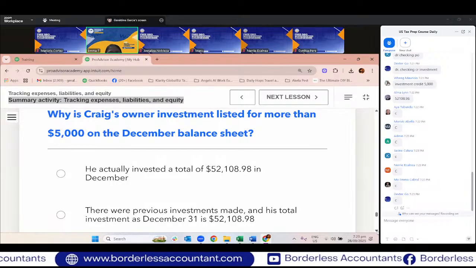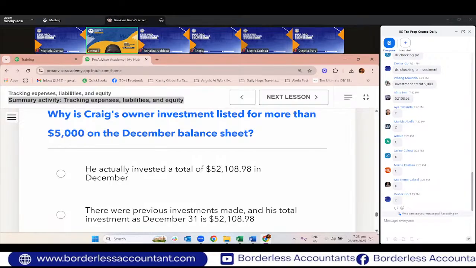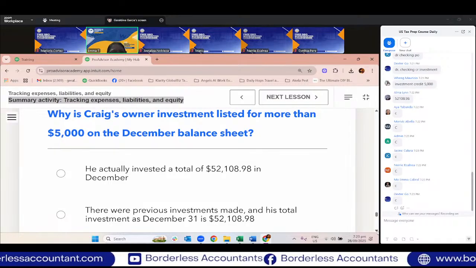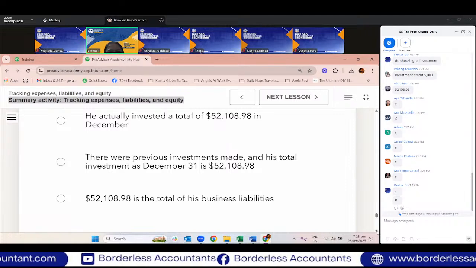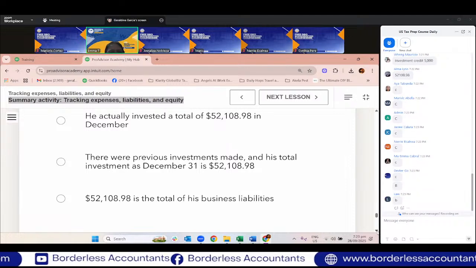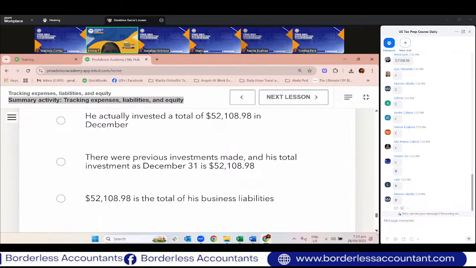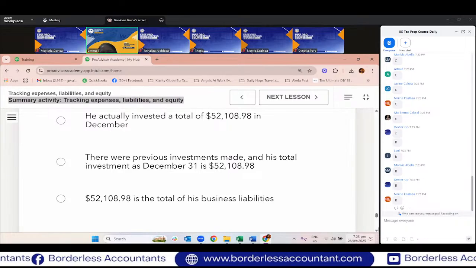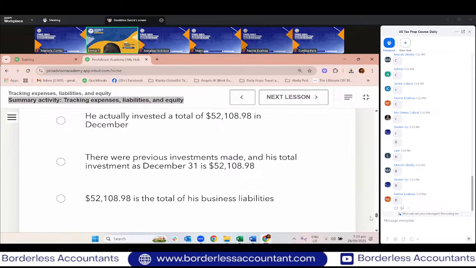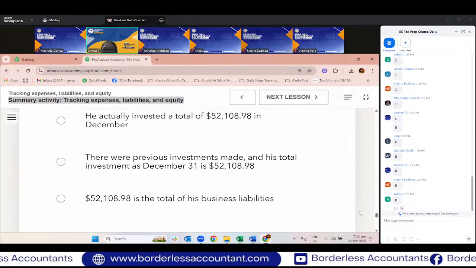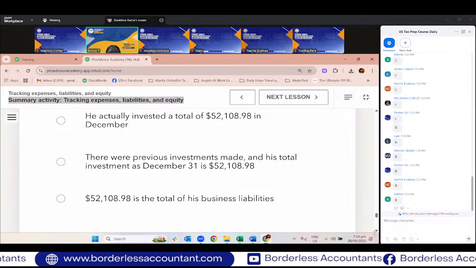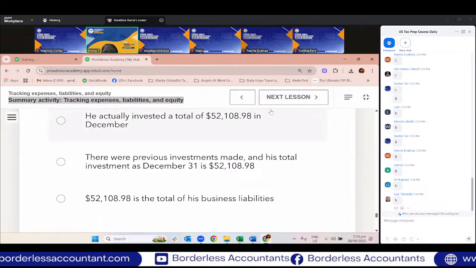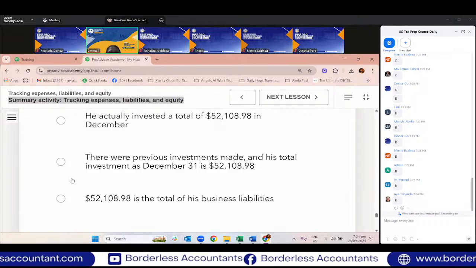Why is Craig's owner's investment listed for more than 5,000 on the December balance sheet? A, he actually invested a total of 52,108.98 in December. B, there were previous investments made and his total investment as of December 31 is $52,108.98. C, 52,108.98 is the total of his business liabilities. So, okay, what's your answer, guys? So that's letter B. Majority B.